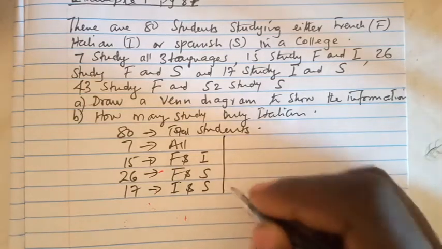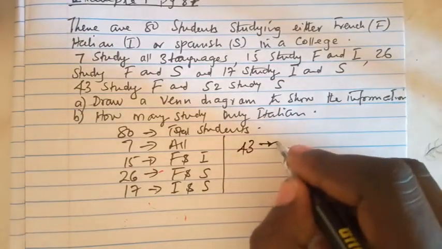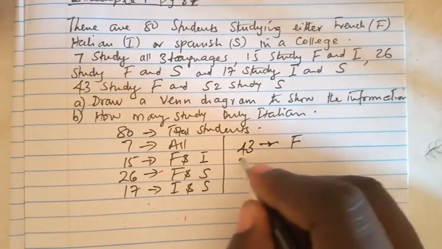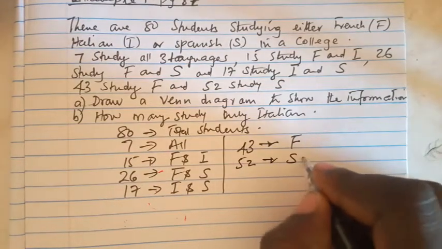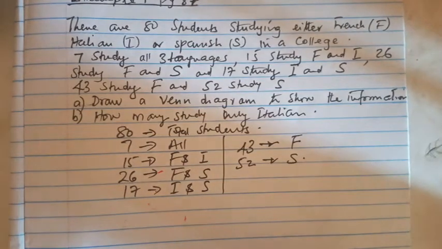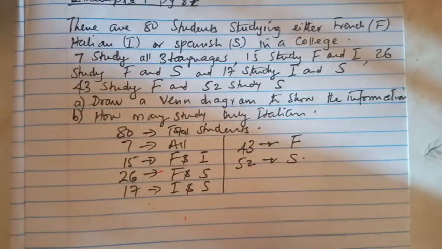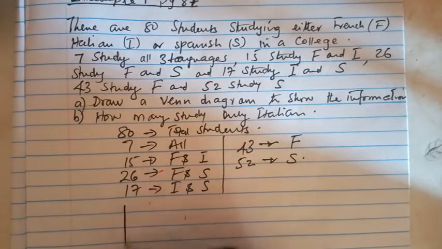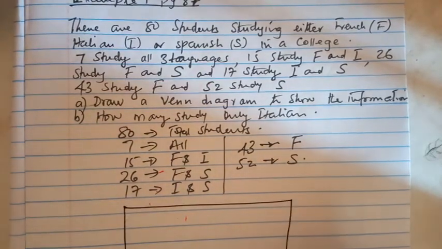We are also told generally that 43 in total study French and 52 study Spanish. And the first question is, draw a Venn diagram to show the information. First of all, what is a Venn diagram? A Venn diagram is a diagram that contains all the sets in a universal container. Universal set means we have every kind of information captured in a universal set.